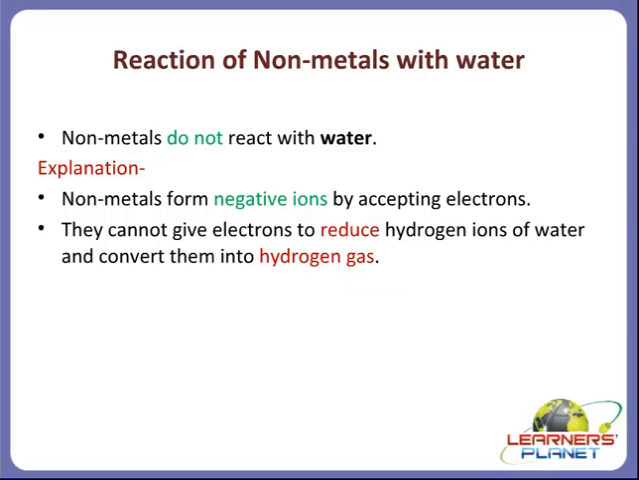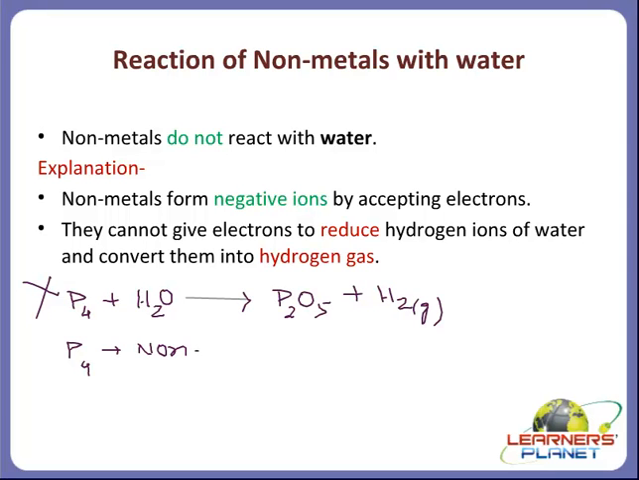Like if I take Cl2, or let me take phosphorus P4 plus H2O. Now what do metals do with water, children? What type of reaction do they undergo? They form their respective hydroxides or oxides and release hydrogen gas. Now if you get a reaction like this, P2O5 plus hydrogen gas, this reaction is wrong, children. Why is this wrong? Because phosphorus P4 is a non-metal. So can it give electrons? It cannot give electrons.